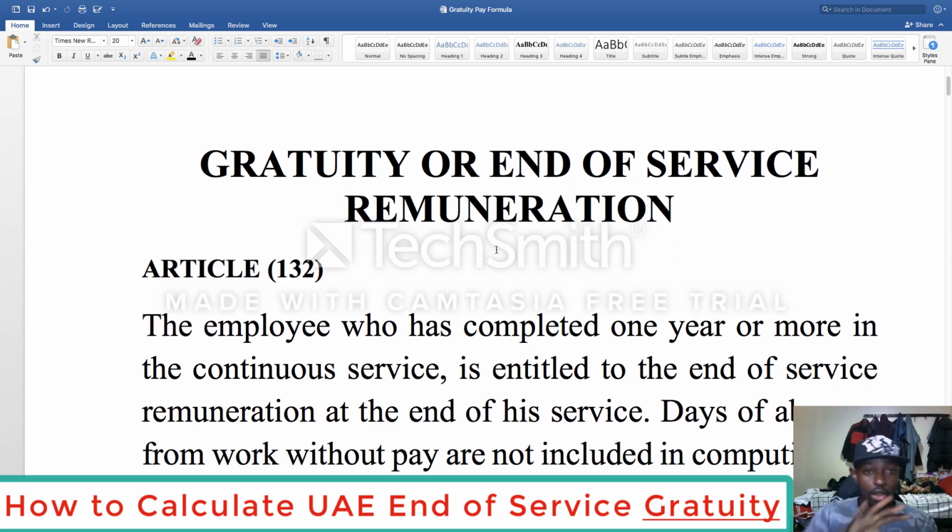If you don't have time, you can forward to the last part, which is the calculation proper. But mind you, you have to understand this part first, so that you're able to understand better how to calculate your gratuity. This part is very important because you want to understand the law first.